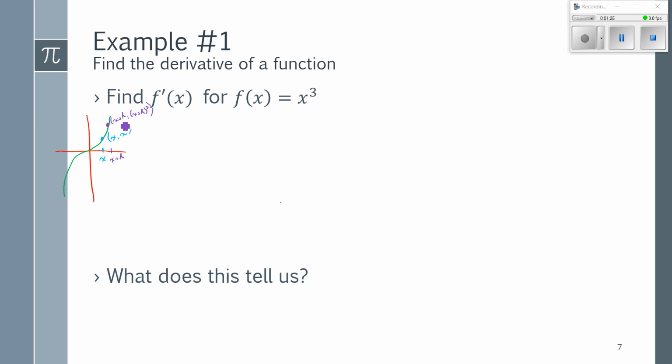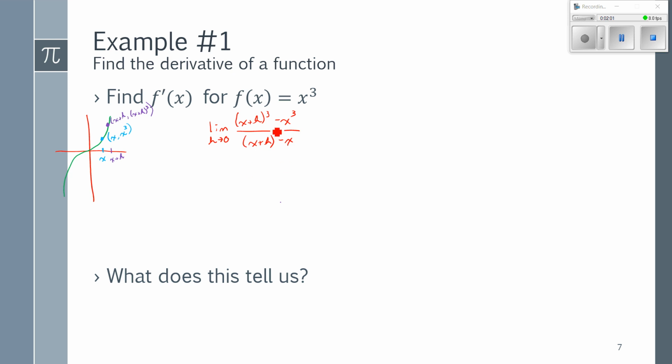And now that I have 2 points, I can find the slope between those 2 points. So I've got the change in y over the change in x. And then if you like, you can go ahead and at this point also include, okay, not only do I need the slope between 2 points, I need to move the points infinitely close together. So that's where the limit comes in. And to move them close together, the distance between them, h, has to approach 0.